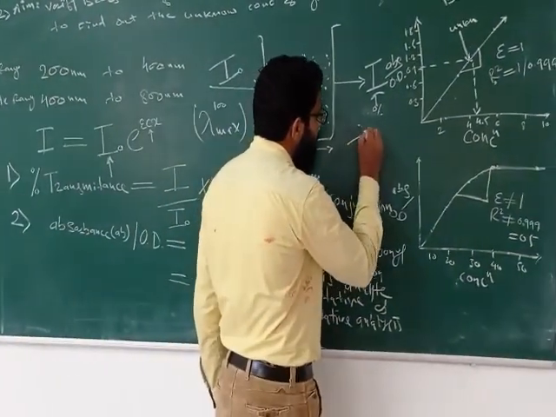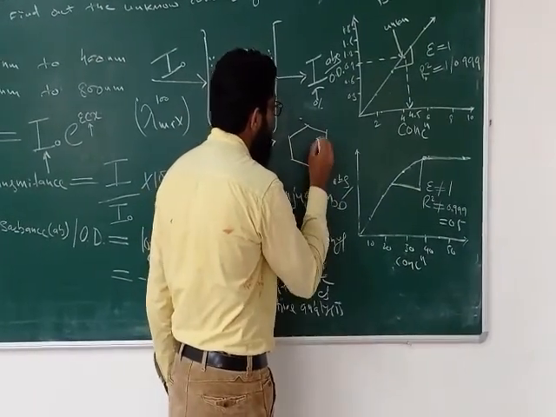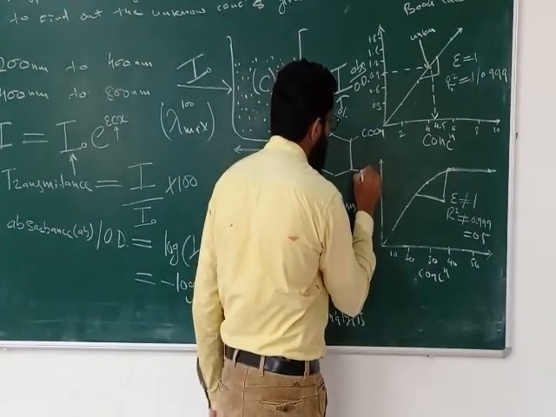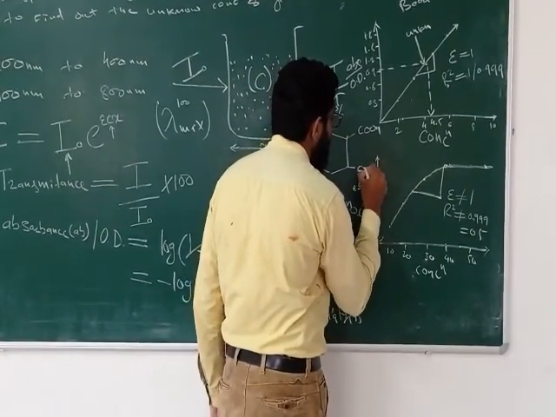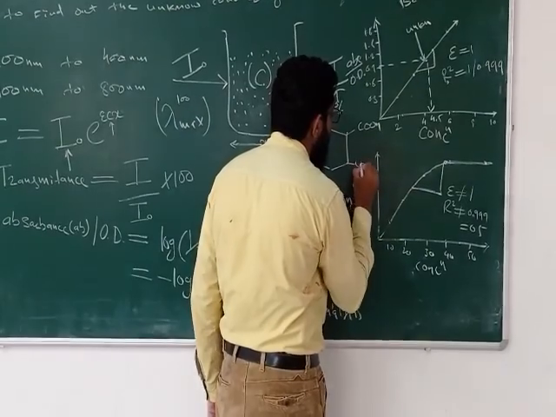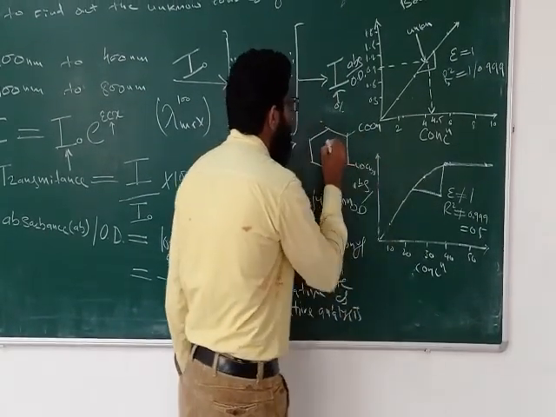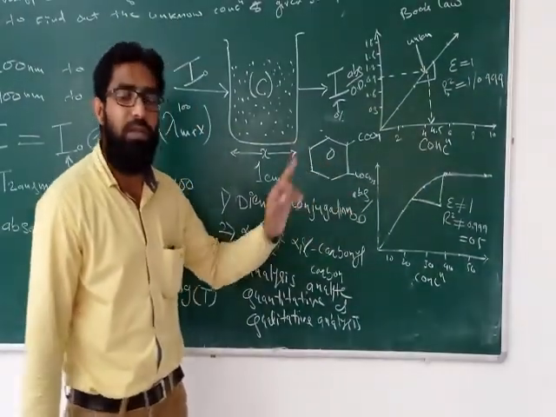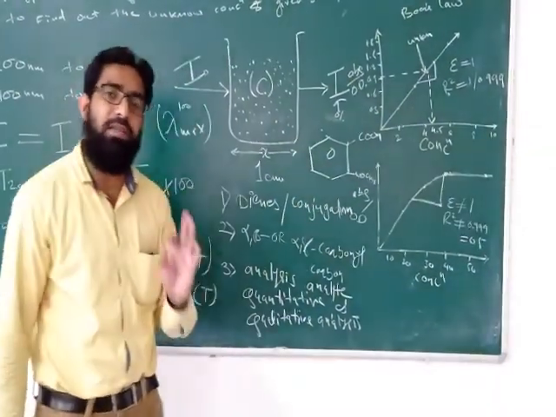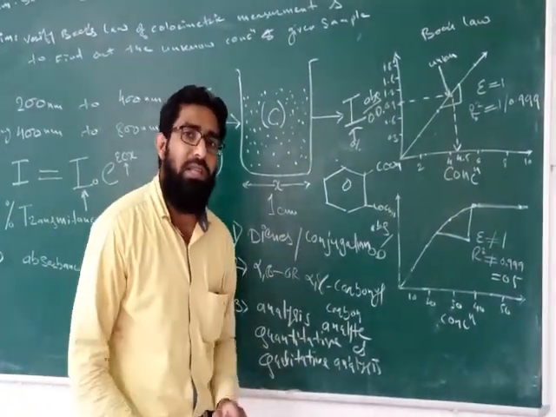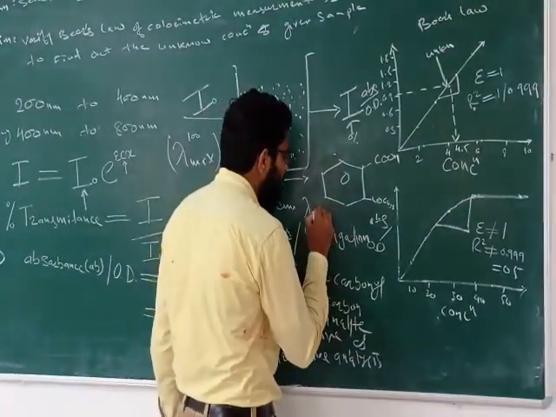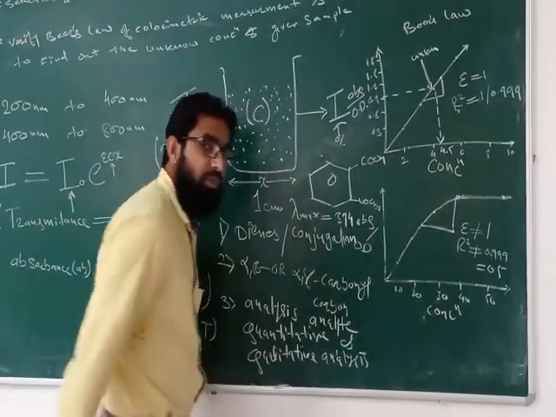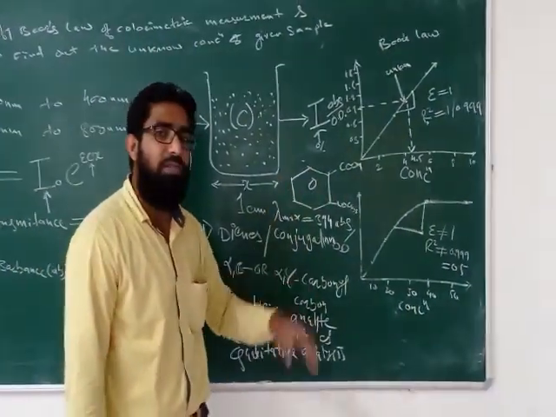I will draw the structure of acetyl salicylic acid, that is aspirin. Okay, this is the structure of salicylic acid. I will give you the example. Salicylic acid has a lambda max, for example, 394. 394 is the lambda max for salicylic acid.